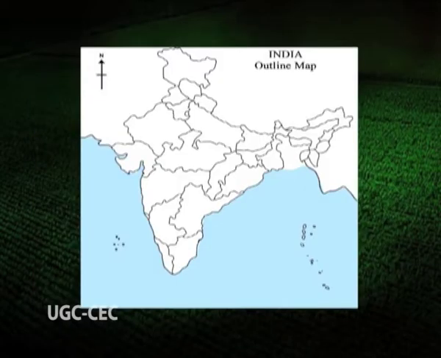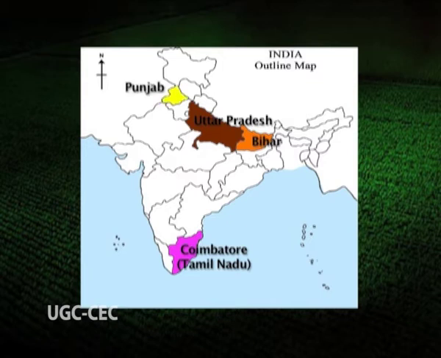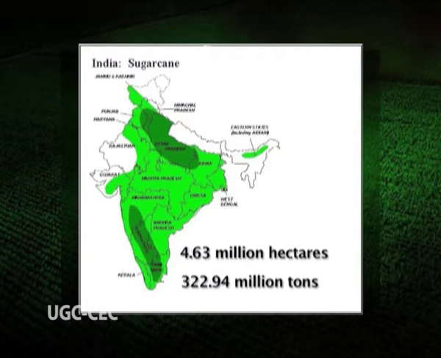India. In India, Uttar Pradesh and Bihar are by far the leading states in growing sugarcane. It is grown chiefly in South India, especially Coimbatore, and Punjab. In India, the area under sugarcane cultivation and total yield are 4.63 million hectares and 322.94 million tons respectively.